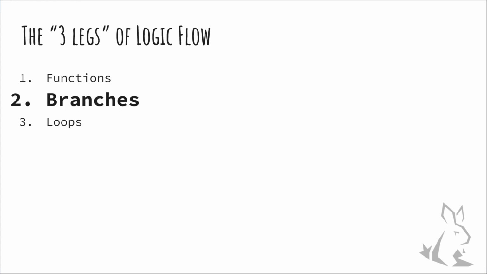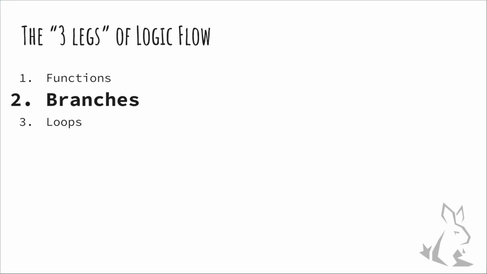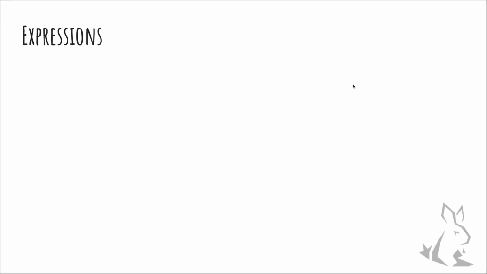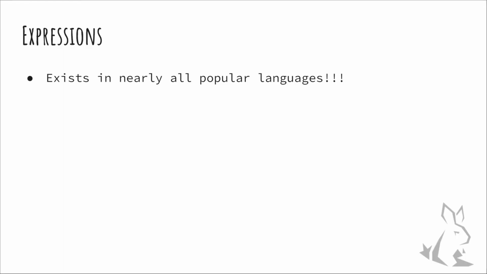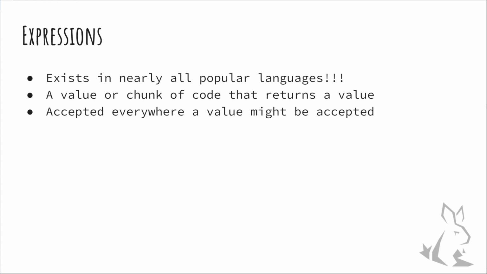But of course, I can't just take you straight to Mount Doom. Before we start talking about the complexities of branches and how they can make our code a little more intelligent, I have to take you on a little detour. That detour is called expressions. What are expressions in code? Expressions are something that exists in pretty much every coding language. It's simply a value or a miniature chunk of code that must be run to produce a value. Pretty much anywhere in code where a simple value can be accepted, usually an expression can be accepted as long as it provides a value.